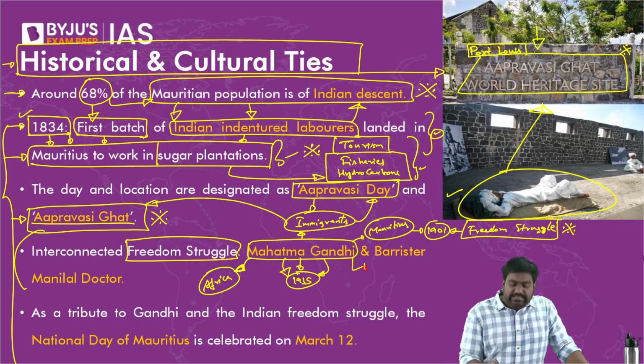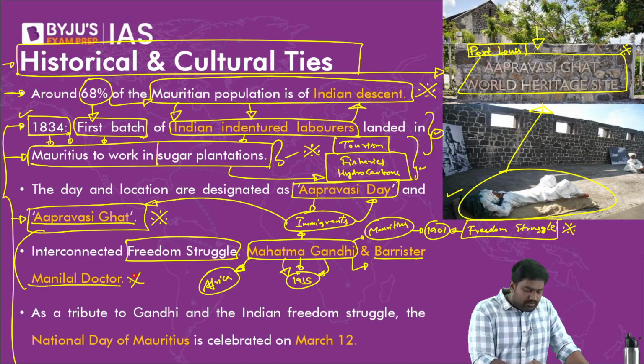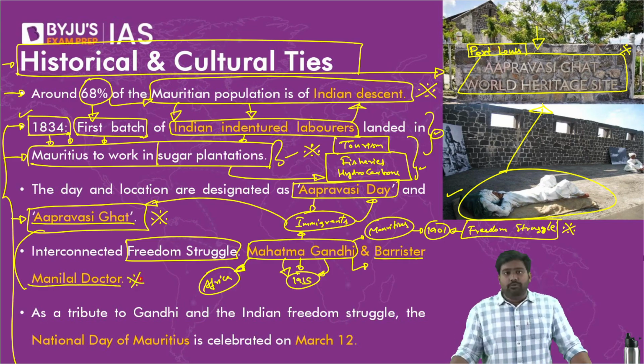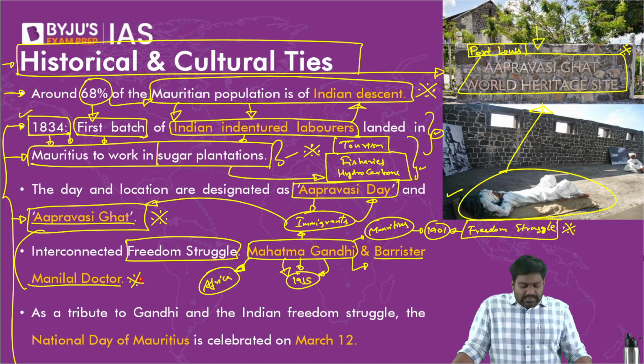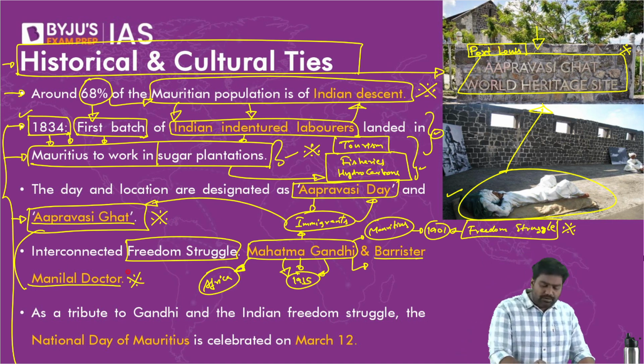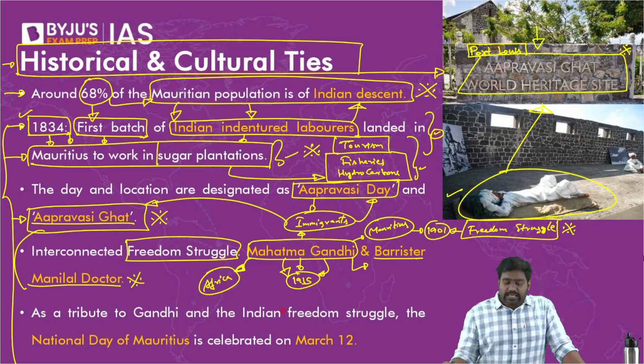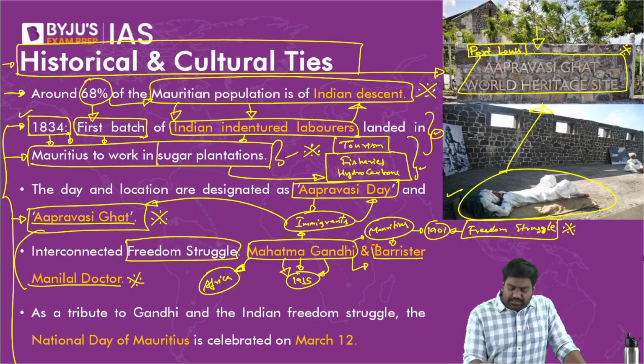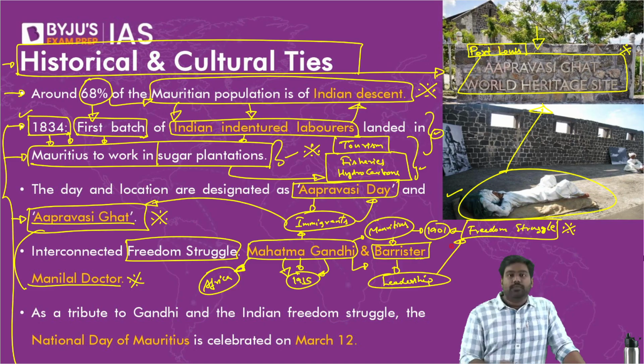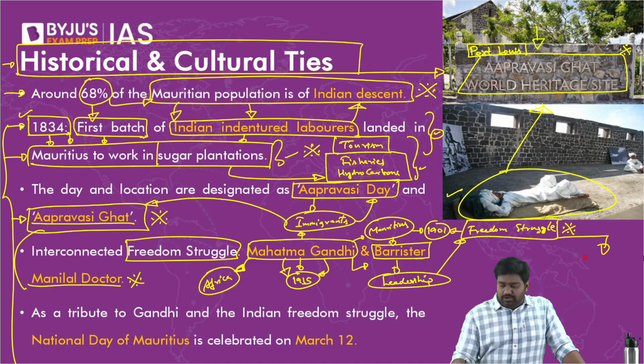So instead, he sent his closest disciple, Barrister Manilal Doctor. You would have come across his name in the modern history of India. Barrister Manilal Doctor was a very close disciple of Mahatma Gandhi, a believer in Gandhian philosophy and ideals, and he would go to Mauritius on the directions of Mahatma Gandhi and give leadership to the freedom struggle of Mauritius. So the freedom struggle of Mauritius is infused with Gandhian ideology and philosophy.